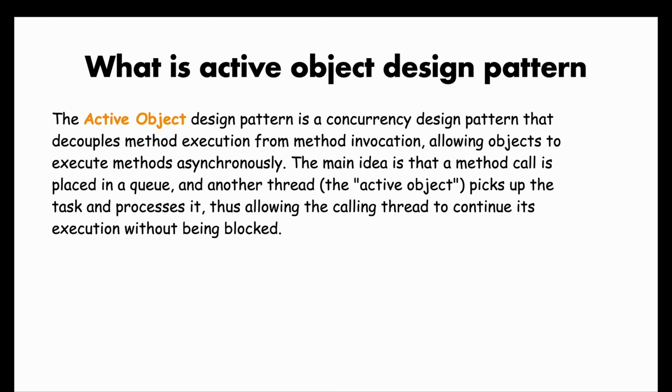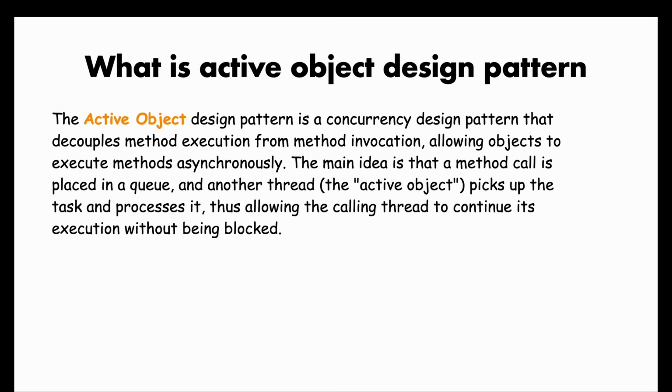So, an active object design pattern is a concurrency design pattern which decouples method execution from method invocation, allowing objects to execute asynchronously. The main idea is that a method call is placed in a queue and another thread picks up the task and processes it, thus allowing the calling thread to continue its execution without being blocked. So basically, with the help of this design pattern, we will be able to do some tasks asynchronously.